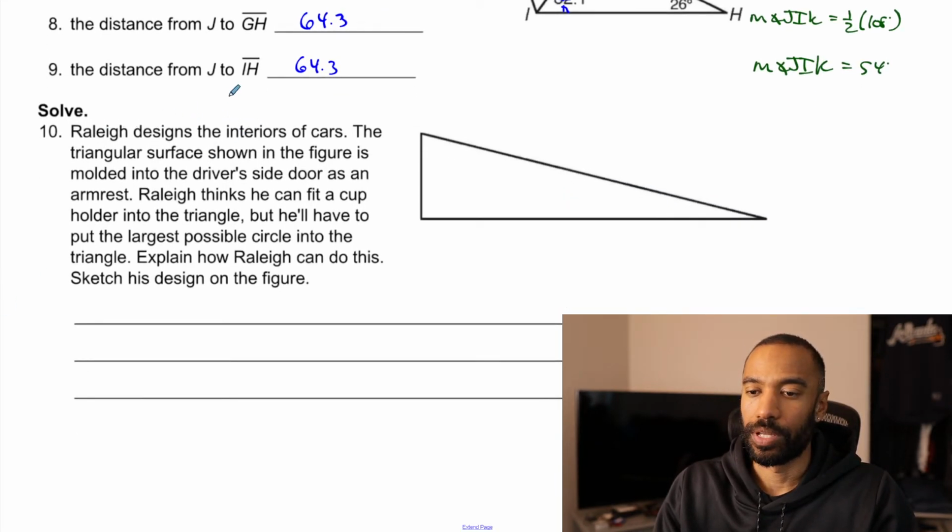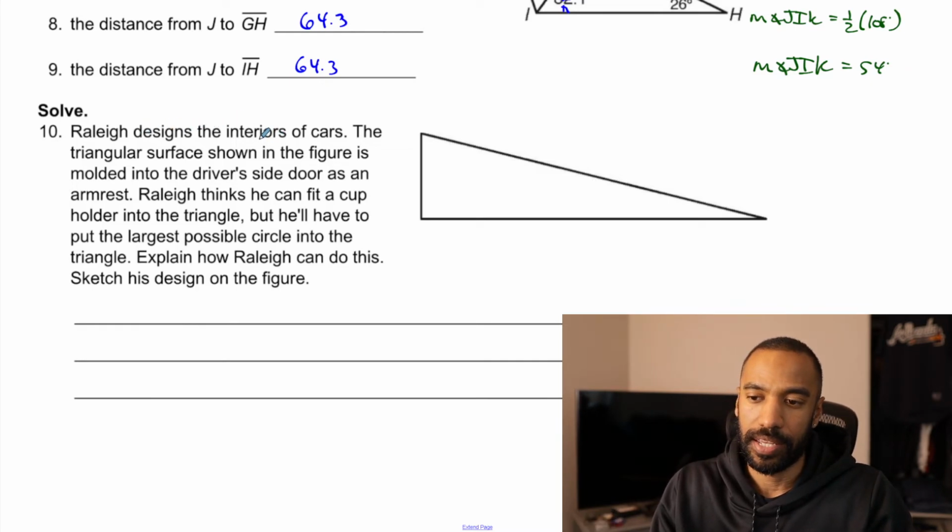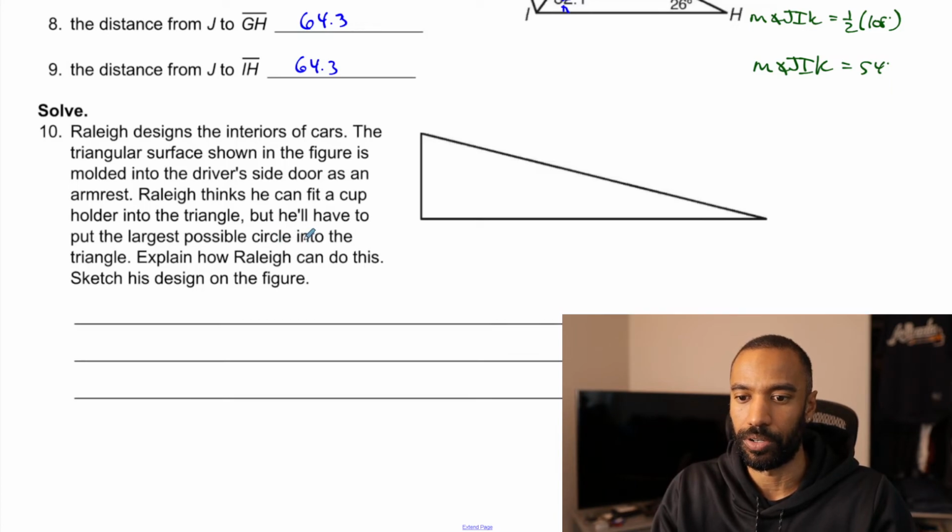Okay, so let's look at the problem. Whether or not you're using compass, let's look at this problem here. Raleigh designs the interiors of cars. The triangular surface shown in the figure is molded into the driver's side door as an armrest. Raleigh thinks he can fit a cup holder into the triangle, but he'll have to put the largest possible circle into the triangle.